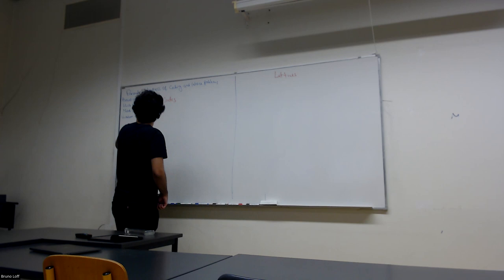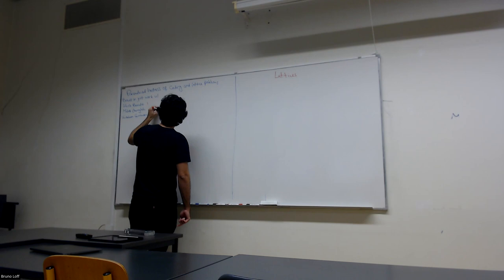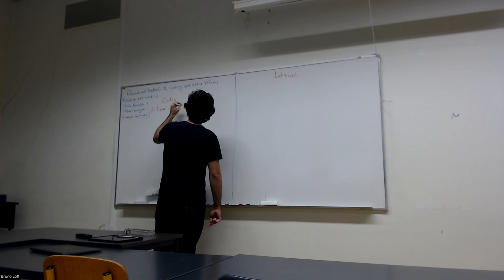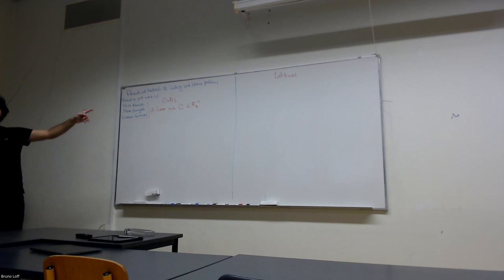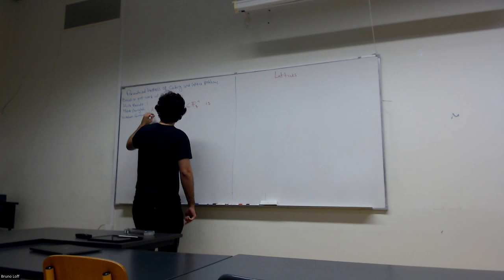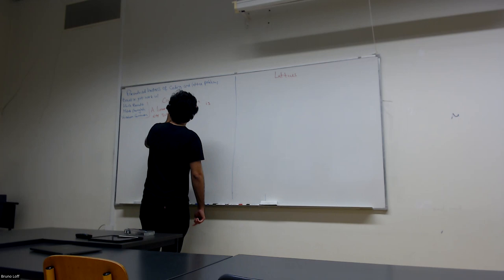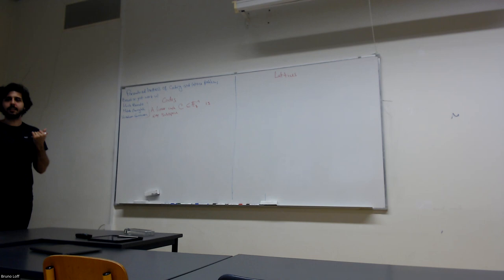There's a linear code C, which lives in some vector space over a finite field, F_q, the finite field of order q. It is basically any subspace. You say that C is a linear code if it is a vector subspace of F_q to the n.